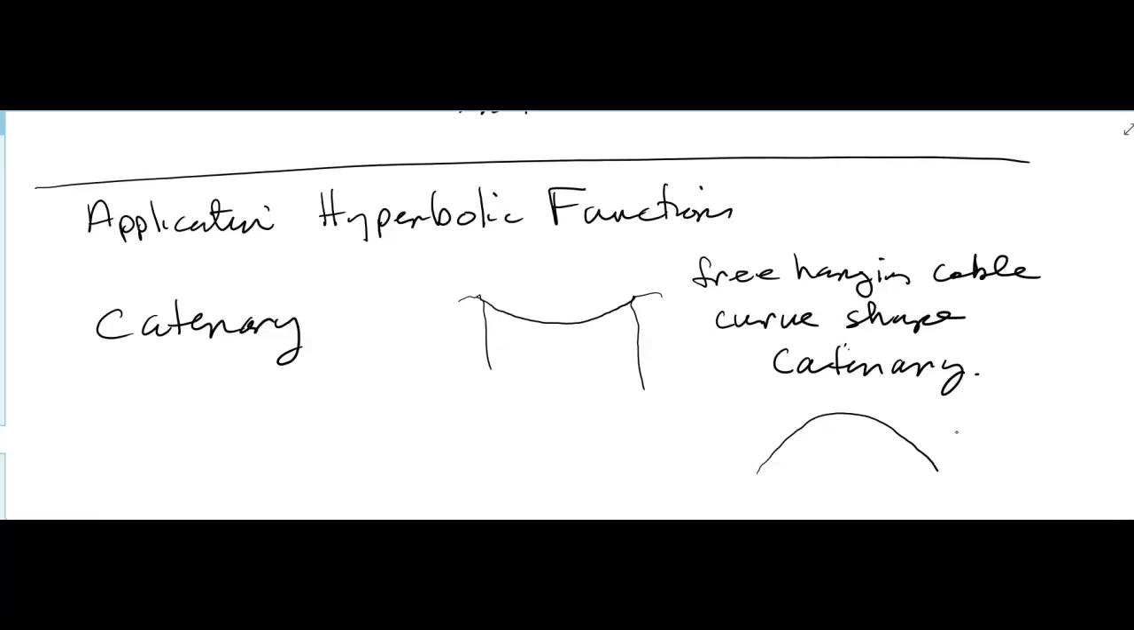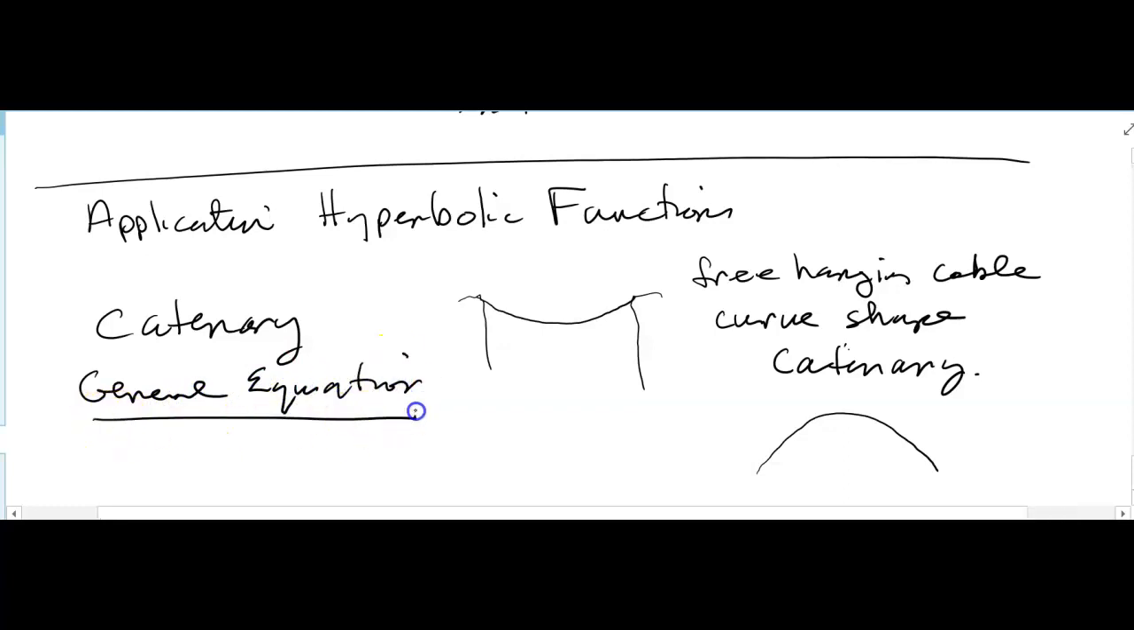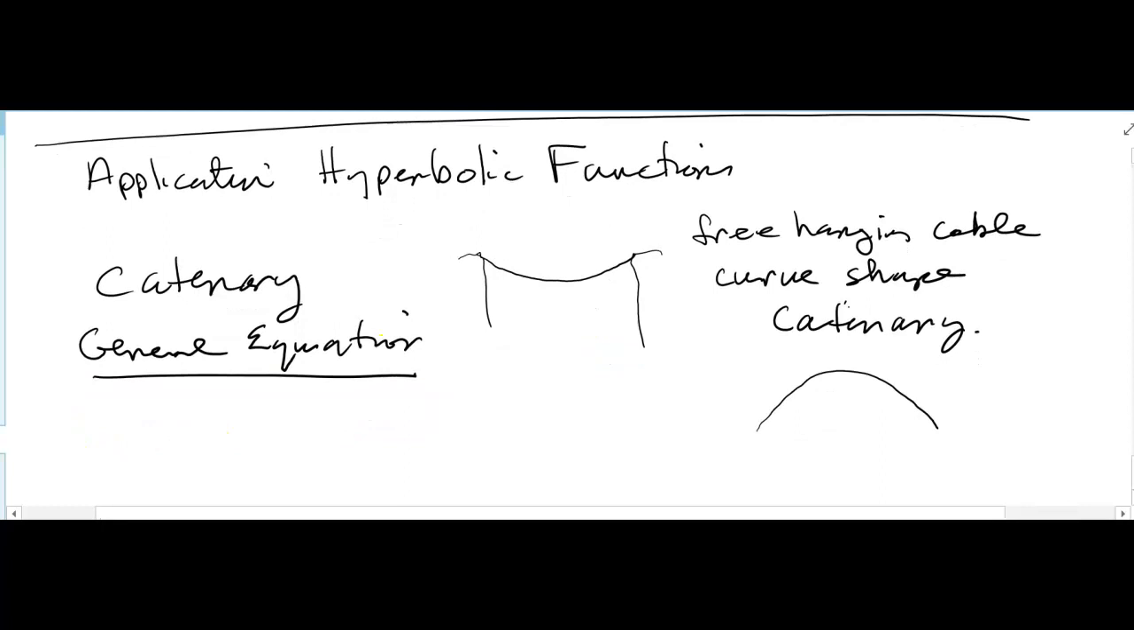Think of the St. Louis arch. The argument there is that it is actually a hyperbolic function and not a parabola. So these catenary functions have a very basic general equation, and as you can imagine, they come from the cosh function. The general equation of our catenaries is y equals a cosh of x over a, where a is any real number.